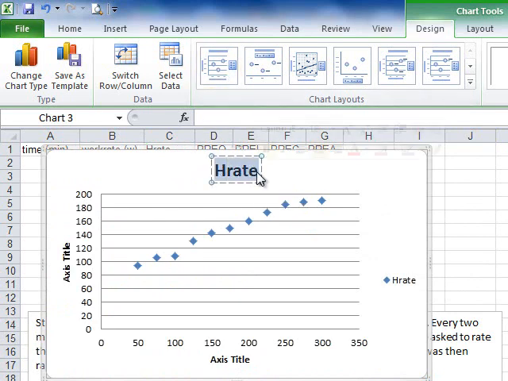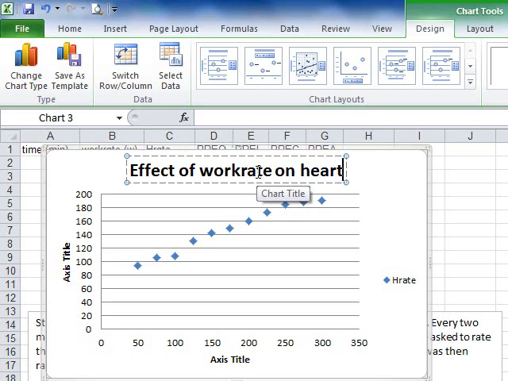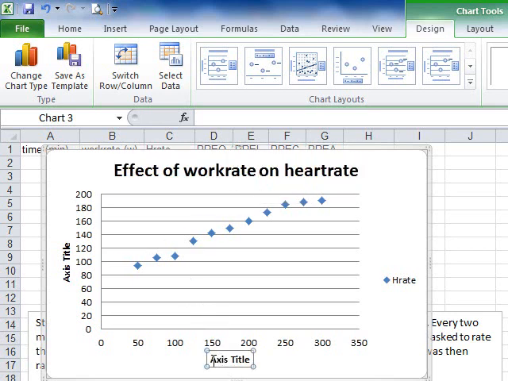So this is effective work rate on heart rate. Label up the x-axis, work rate in watts, and the y-axis label is heart rate in beats per minute.